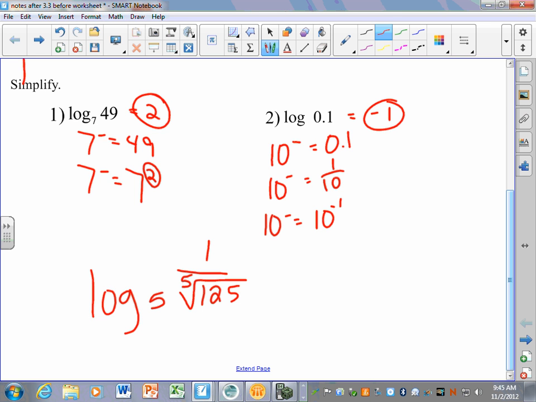And so if I rewrote this one, that would be the same as saying 5 to the what power equals 1 over the fifth root of 125. And this is really where it just comes down to, you have to know those rules that I wrote out up there. How can you rewrite the fifth root of 125? Without the root, maybe without even the fraction. So step one, let's get rid of the fifth root. How do you get rid of that?